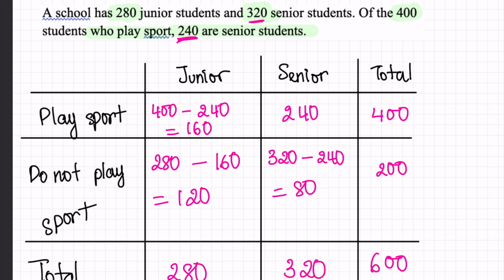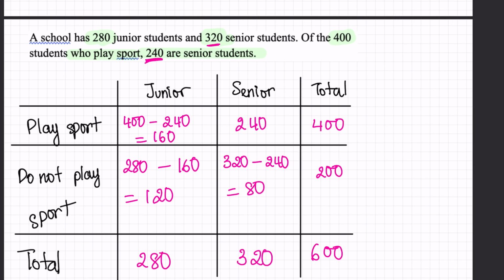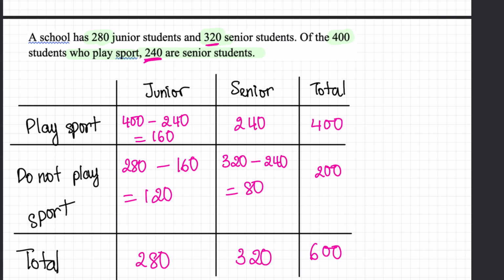Now, let's come to answer a few questions. I'm going to write it very small on the side because we need the table. The probability of a random junior student. So they are junior. I do not care whether they play sport or not. So junior, 280 over the whole population of 600 people. Simplify, 7 over 15.